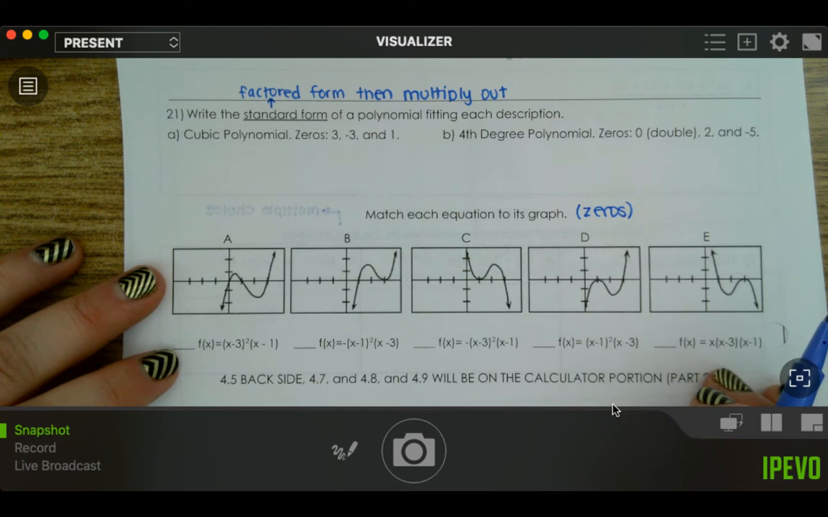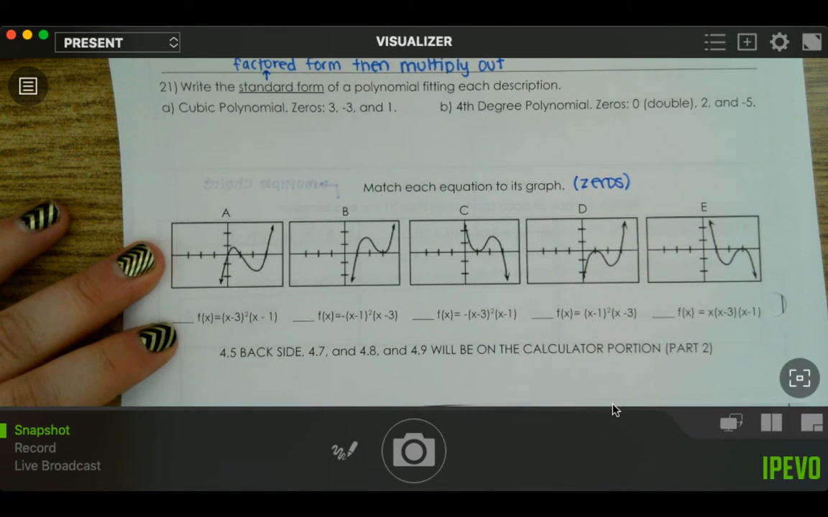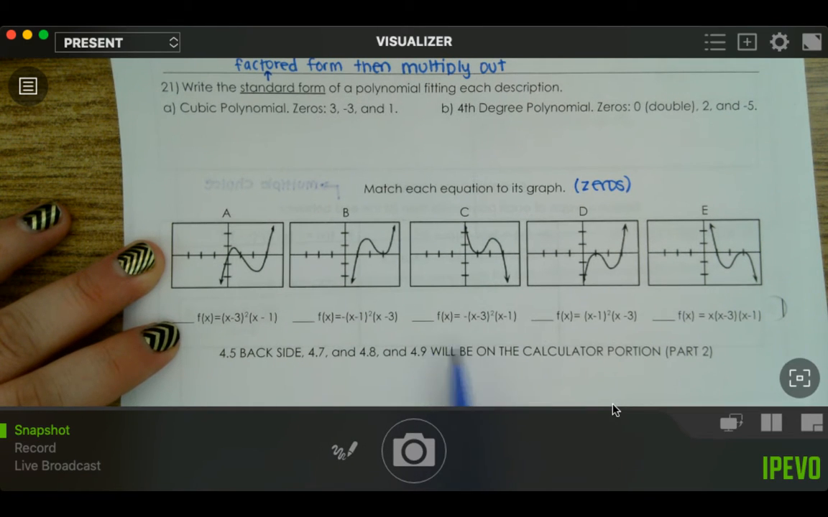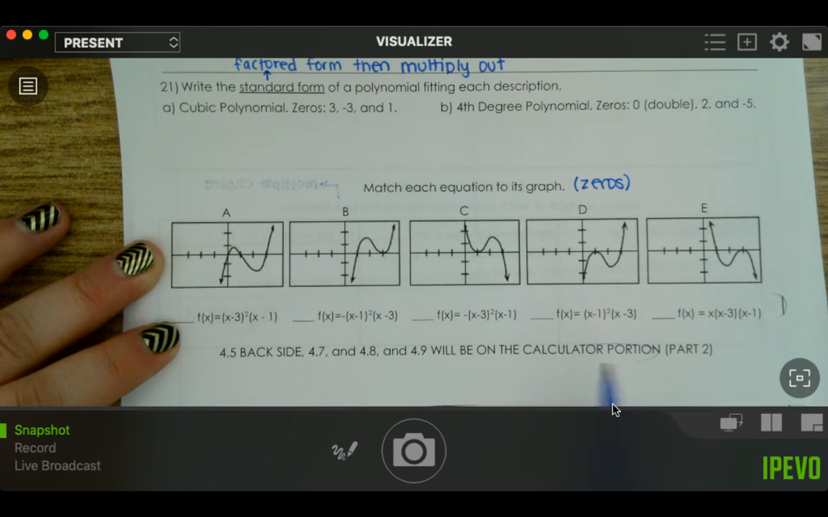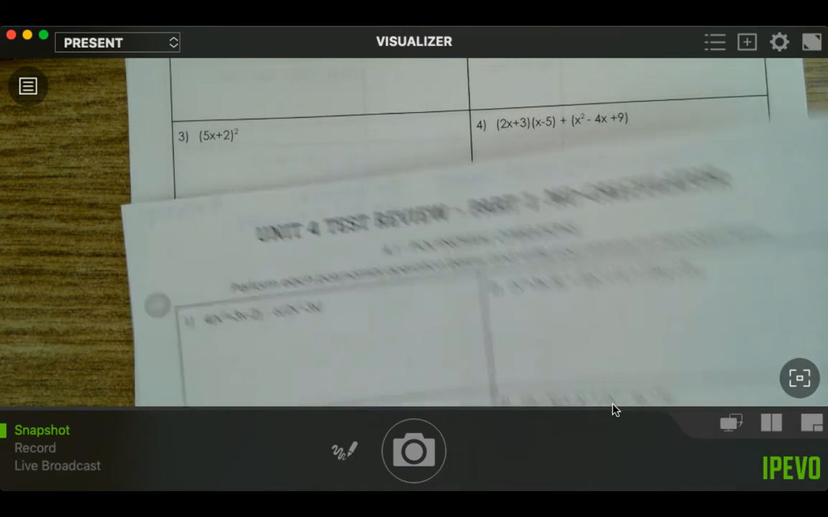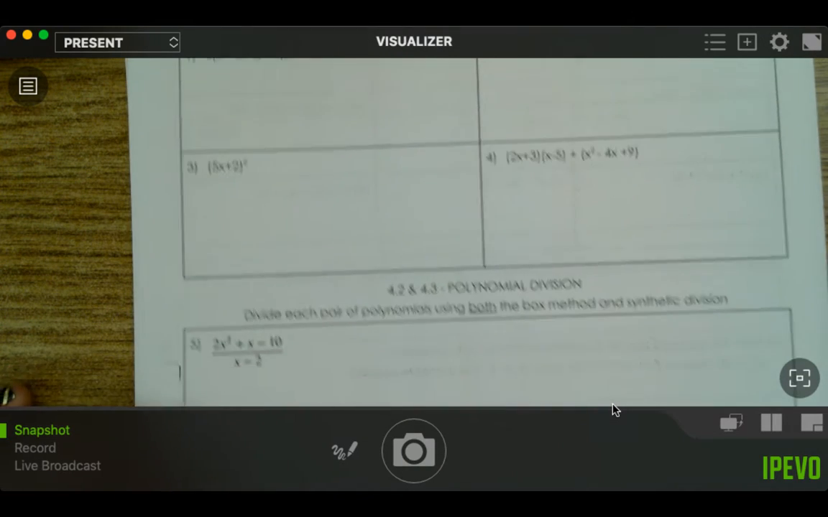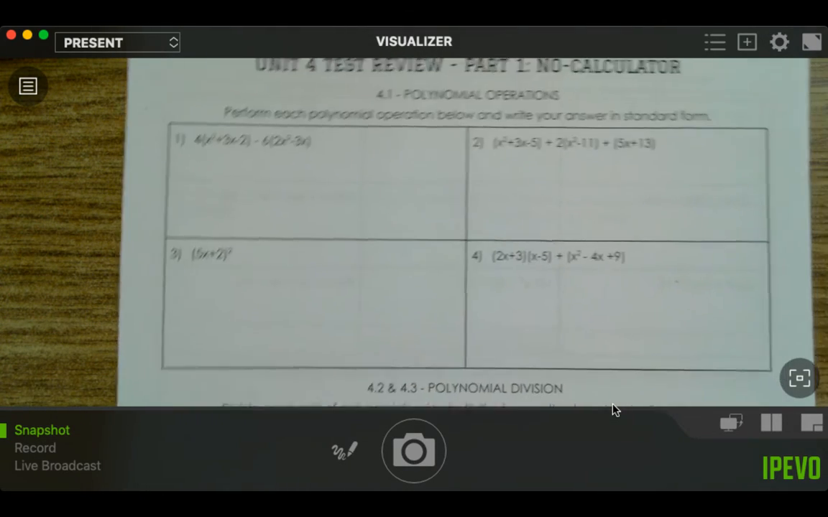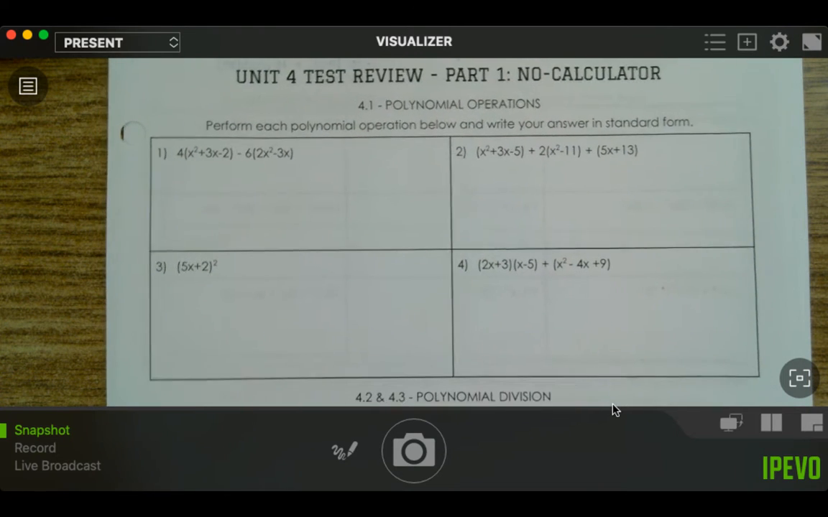There are some things that I did not just talk about, and that is because the backside of 4.5, 4.7, 4.8, and 4.9 are going to be on the calculator portion, which is part 2. So if there's something you don't see on here, that's because it might be on the second half. So I'm going to come back to the front and go through a couple of these.